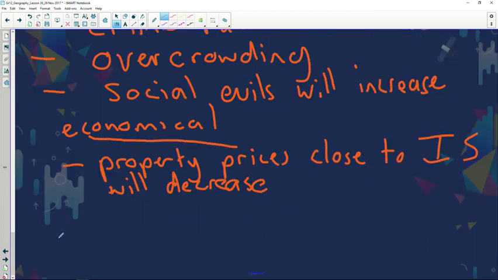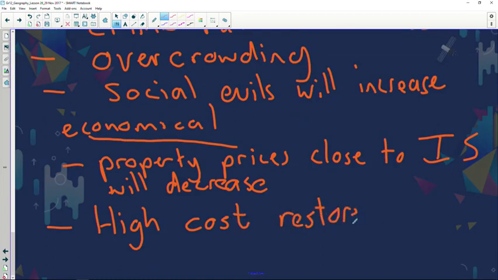And lastly, it will cost the government a lot of money to restore the natural environment that was damaged while there was deforestation taking place, while there was pollution taking place, when these informal settlements started developing.